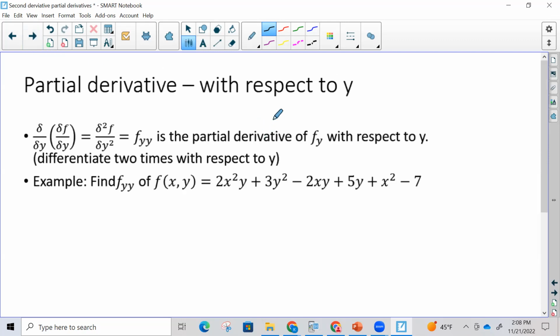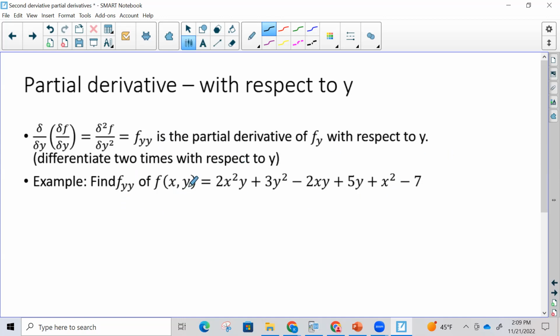Then we can do the same thing with respect to y. We can differentiate two times with respect to y. So we have df dy, or delta f delta y, that's my initial partial with respect to y, and then we take that again with respect to y. It's either this notation, or again, we'll use this notation more, f of yy, which is the partial derivative of f of y with respect to y.